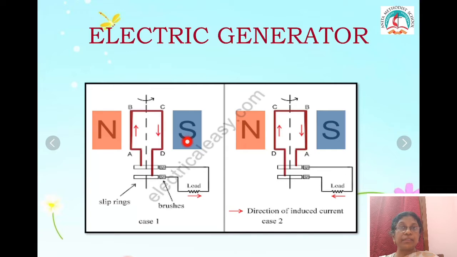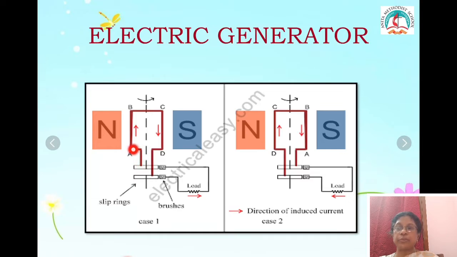Here this works based on electromagnetic induction. An electric generator works based on electromagnetic induction. Now this armature, this rectangular coil, is placed between the poles of a strong magnet. So there is a magnetic field produced due to the permanent strong magnet. Now this coil rotates between the poles of the magnet. When it rotates, the change in the magnetic flux induces current in the coil.